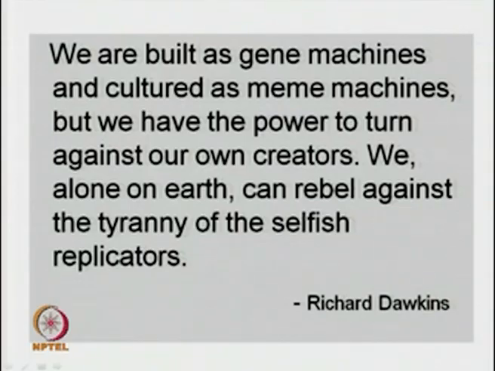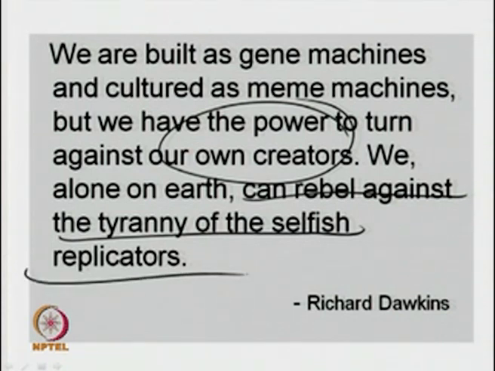He ends by saying, we are built as gene machines and cultured as meme machines, but we have the power to turn against our own creators, that is the gene and the meme. We alone on earth can rebel against the tyranny of the selfish replicators, and in that sense he is using the term selfish. Now, selfish here again, many may have thought about what does he mean by giving a title like the selfish gene. Now, we should not think of it in terms of the way we understand human beings as being selfish for some end, something for our own good, or we would be doing an anthropocentric fallacy here if we say that genes also think like us.